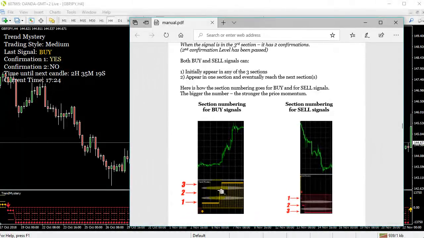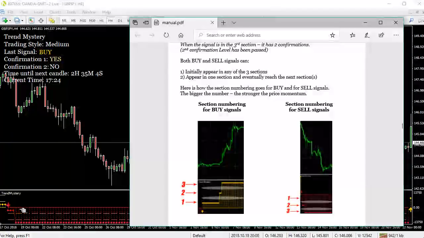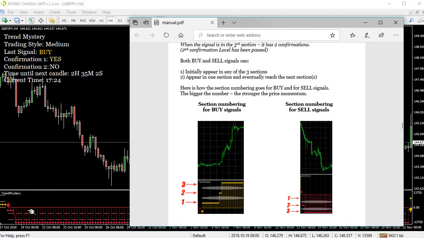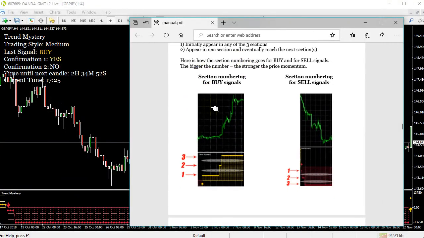One, two, three. See these horizontal lines? This is the first section, and that's down here, right? Oh, sorry, we're going down here. This is the first level on a downtrend, as you can see over here. First level here. Second, third. Whew, that's a good one, right? There's how the section numbering goes for buy and sell. We talked about that. You'll get this in your PDF. The bigger the number, the stronger the price momentum.